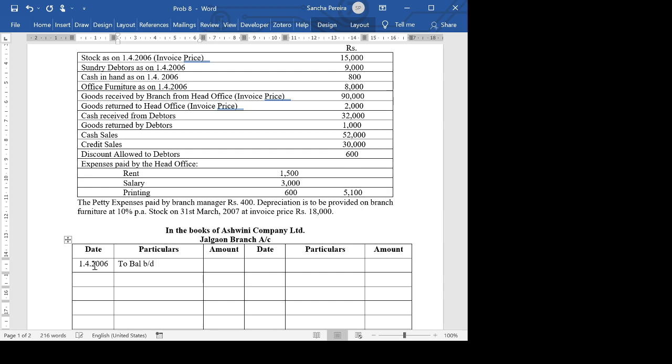We have stock, which is 15,000. We have debtors, which is 9,000, and there is cash, which is 800, and we also have furniture, which is 8,000. Now, we need to be a little careful of stock.